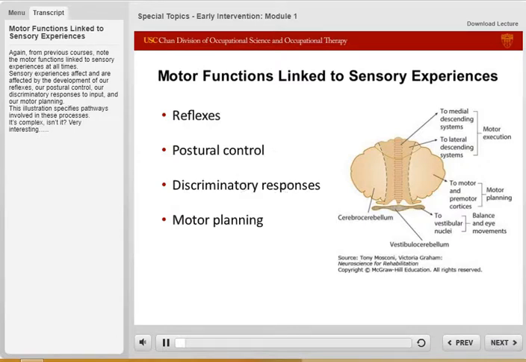The motor functions linked to sensory experience. This is again from the previous courses. Motor functions are linked to sensory experiences at all times. Sensory experiences really affect and are affected by the development of our reflexes, our postural control, our discriminatory responses to input, and our motor planning. The illustration shows you specific processes and pathways. It's very complex, isn't it? And I find it really interesting.